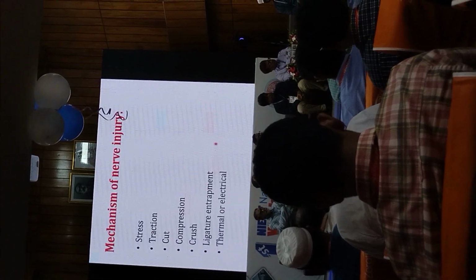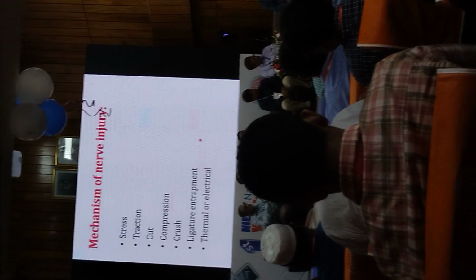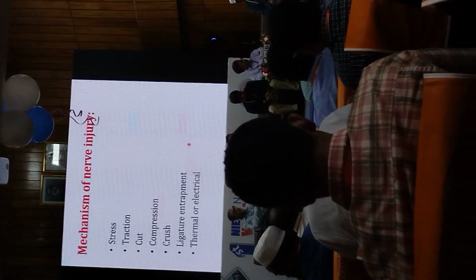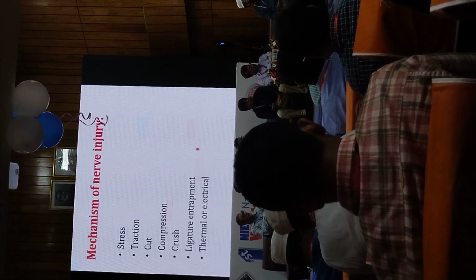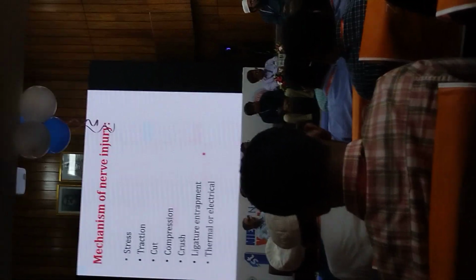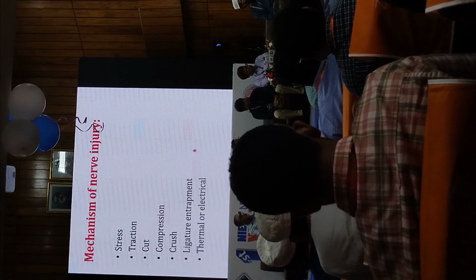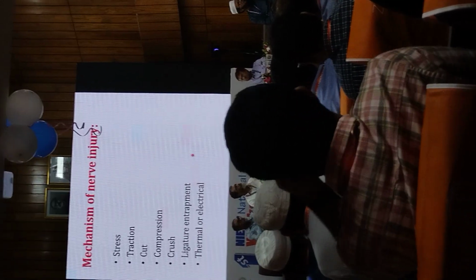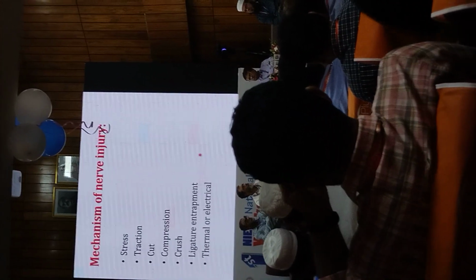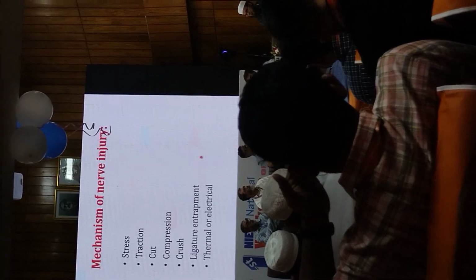And sometimes people are handling the bleeding. So sometimes somebody ligates, and the nerve may be interrupted by the ligation. And sometimes we are very enthusiastic to control the bleeding by using the cautery. So the nerve may be injured by thermal or electrical injury. So these are the mechanisms.